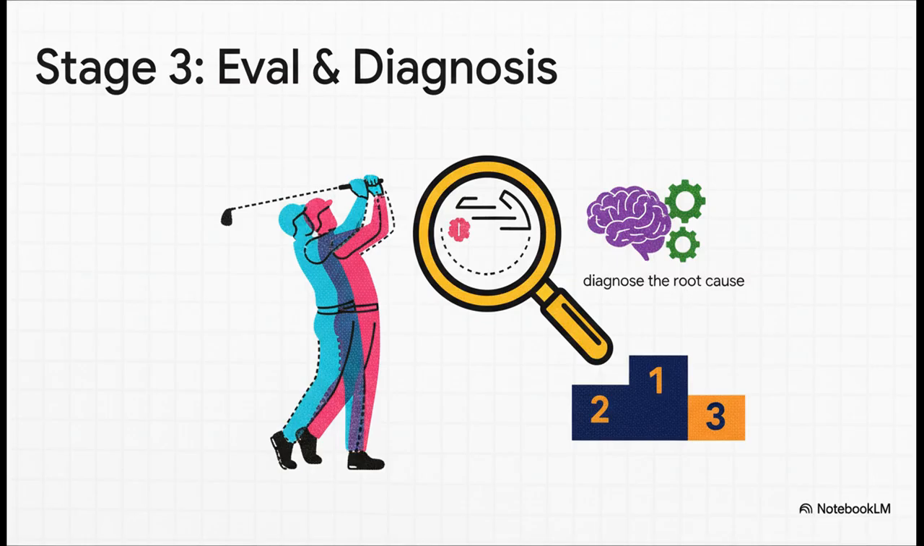But here's the key. You don't just list the mistakes. You have to diagnose the root cause. Is this person making this error because of a technique flaw or maybe a physical limitation, like they aren't flexible enough? And then, and this is crucial, you have to prioritize. You can't fix everything at once. You need to ask which single error is having the biggest negative impact, or which one can we fix first to get the biggest bang for our buck.